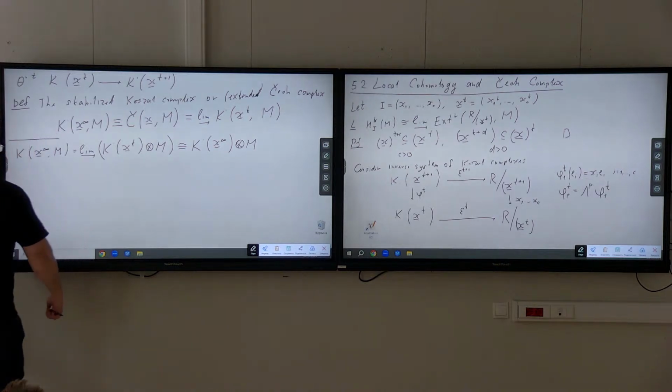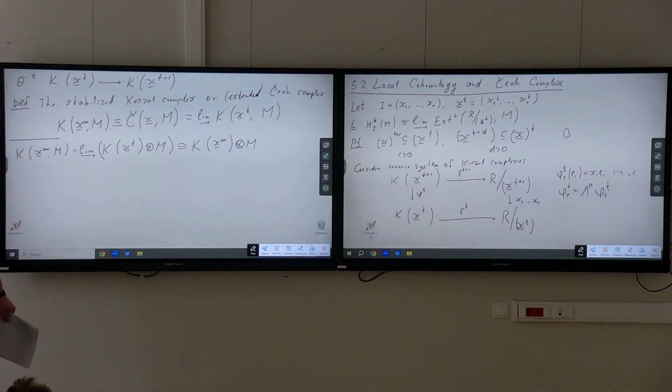Why do they commute? Well, the tensor product, we know by the tensor-hom adjunction, is a left adjoint functor, right? And any left adjoint functor preserves colimits. Remember that the direct limit is actually a colimit. So this is by general categorical nonsense.